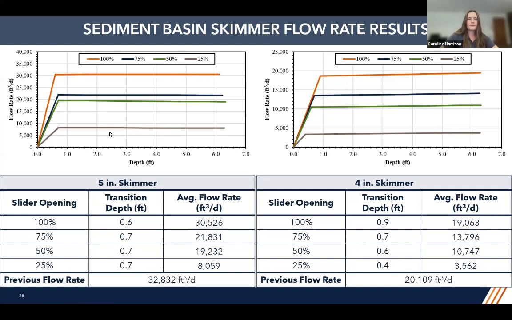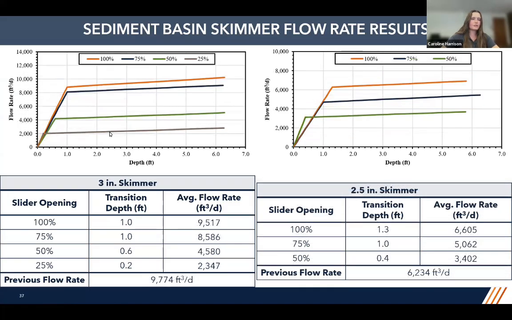For our 4-inch skimmer, about 20,000 cubic feet per day for the manufacturer. For our experimental max, it was about 19,000 cubic feet per day, and our minimum here was close to 4,000 cubic feet per day. For our 3-inch skimmer, manufactured here closer to 10,000 cubic feet per day. And here it was closer to 9,500. And that minimum here was close to 2,300 cubic feet per day.